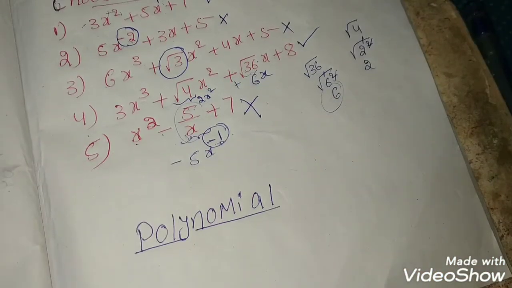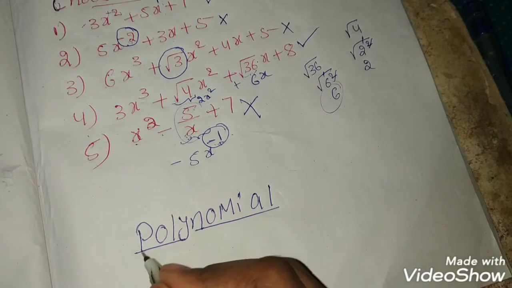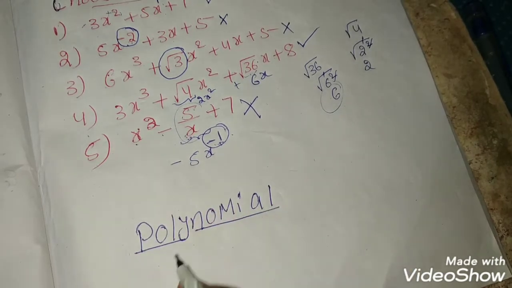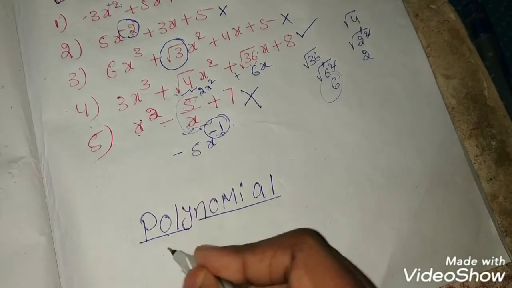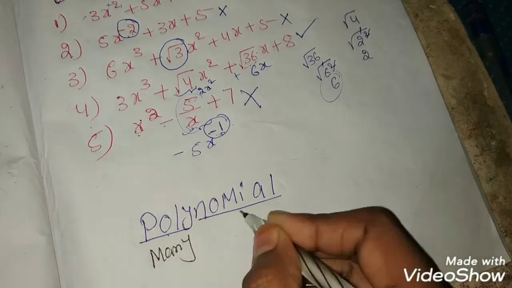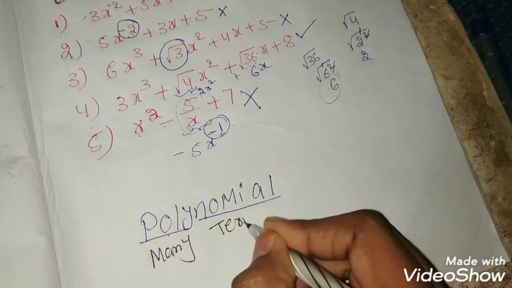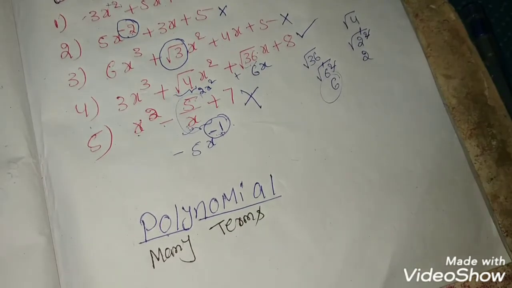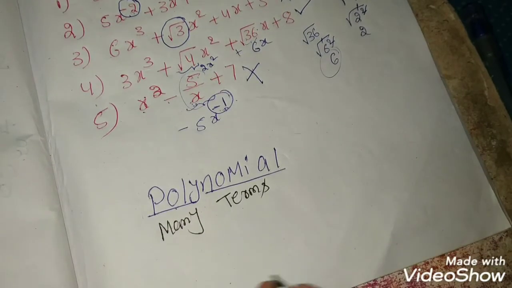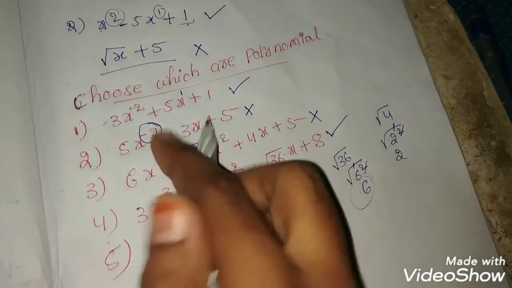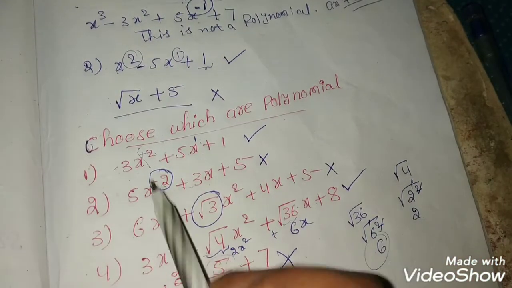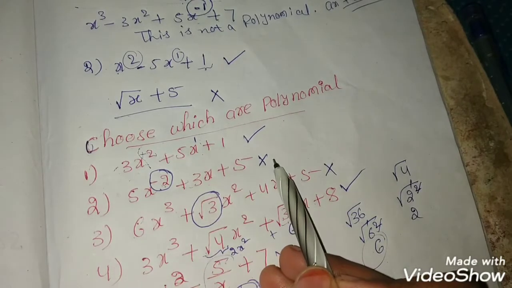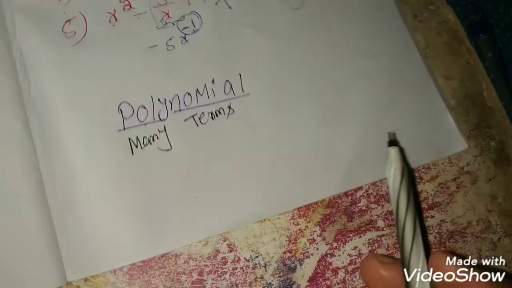Understand? See here, what is the meaning of a polynomial? Do you know the definition? We have a good definition of polynomial. See, what is a poly? Poly means many. What is a nomial? Nomial means terms. Okay, that means many terms. Now let's take an example. See here, 3x square plus 5x plus 1. How many terms are there? We have 1, 2, 3. We have 3 terms. Understand? Okay, this is the meaning of the polynomial.